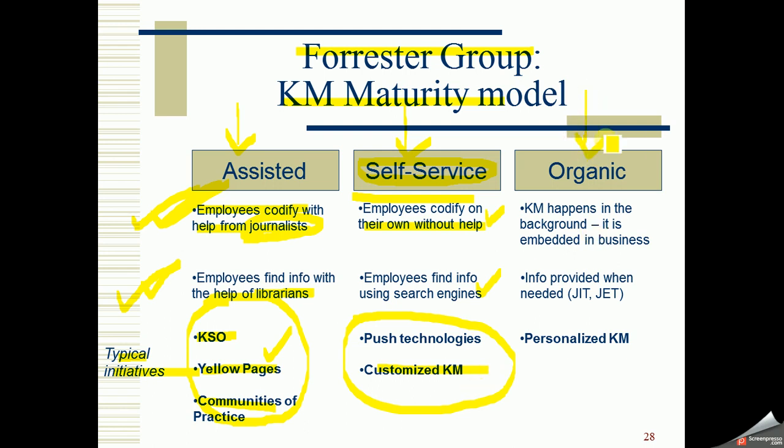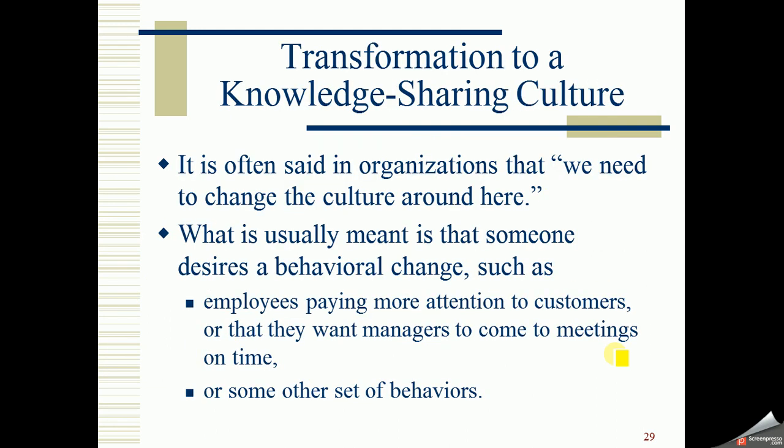The third is the organic level. Knowledge management happens in the background. It is embedded in the business processes, right? So the people do not have to do it intentionally. It is just happening in the background. It is embedded in the business processes. It is embedded in the organization. It is like the culture in the organization. Information is provided when needed, just in time, just enough. We have discussed this before, I believe. And the initiative is personalized knowledge management, right?